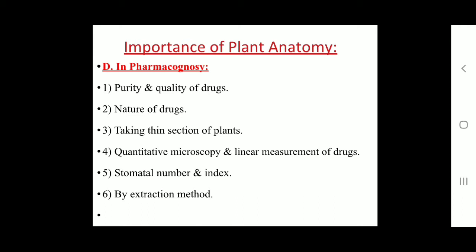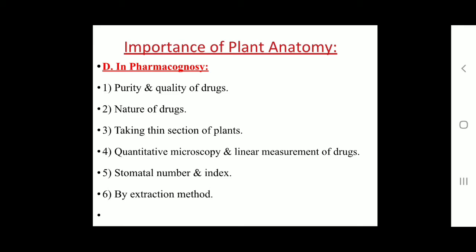Then next, by taking a section of plant drugs material, cell wall, trichomes, fibers, vessels, etc. may be confirmed. It helps in identification of crude drugs. Example, Nux vomica has lignified trichomes, Senna drugs has warty trichomes, while mint has glandular trichomes.